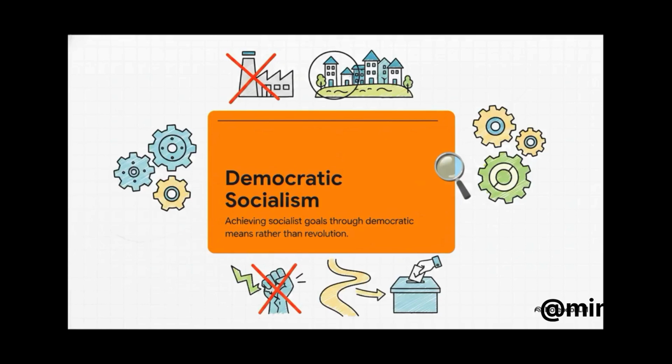Consider democratic socialism for a second. It aims to achieve classic socialist goals, like the abolition of private property and the collectivization of the means of production, but it insists this absolutely must be done through democratic processes rather than violent revolution.